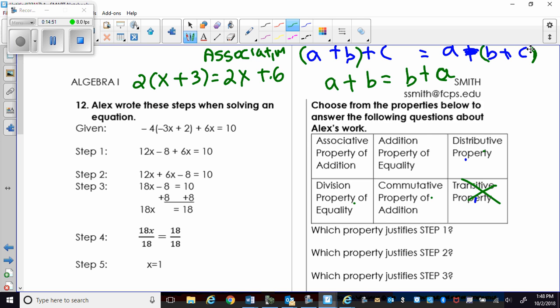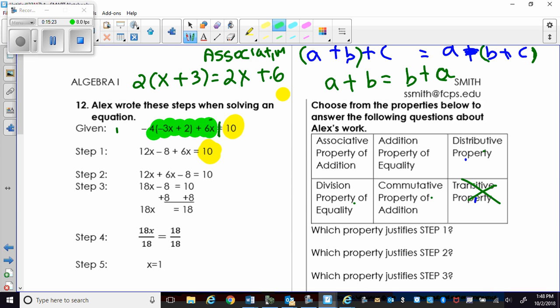So they say, look at step 1. What justifies what happened from the step before to step 1? This is how you do it. Look at step 1. Did they do anything to the left side of this equation? No. Did they do anything to the right side of the equation? Yes. So here's the right side. Let's highlight. Here's the right side. We get to step 1. Did they change it? Yes.